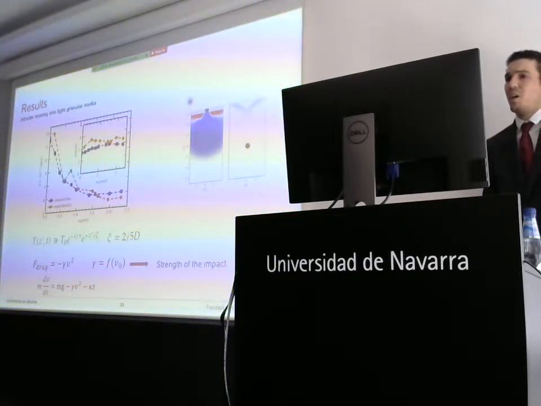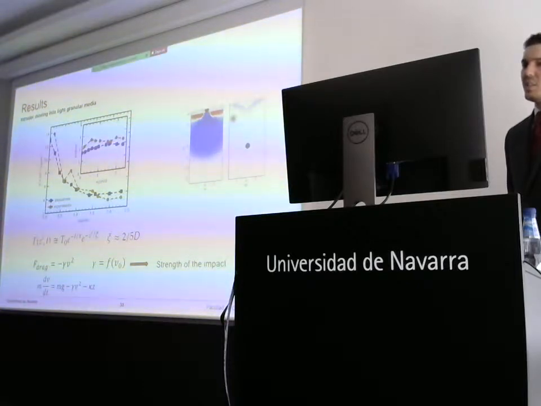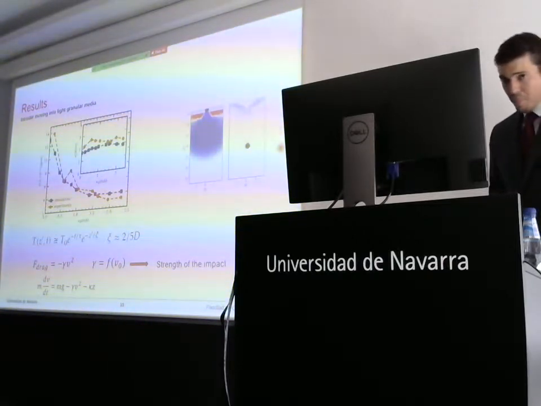However, additionally, we have seen through the coarse-graining field that the initial impact provokes damage in the granular bed, breaking the contact network that we can see in this zone, which is later accessed by the intruder.